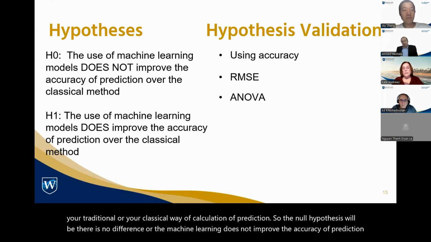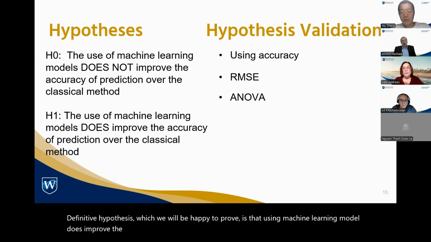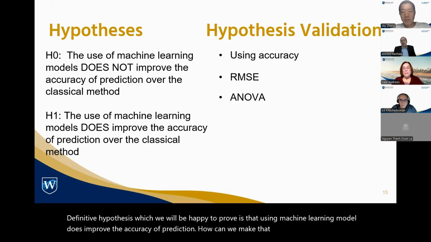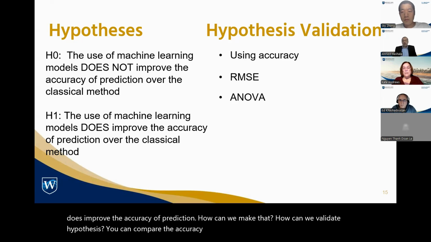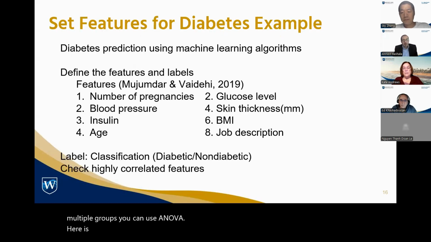And the alternative hypothesis, which we will be happy to prove, is that using a machine learning model does improve the accuracy of prediction. How can we make that? How can we validate hypotheses? You can compare the accuracy of prediction by using root mean square error, or if you have multiple groups, you can use ANOVA. Here is an example of a published paper.